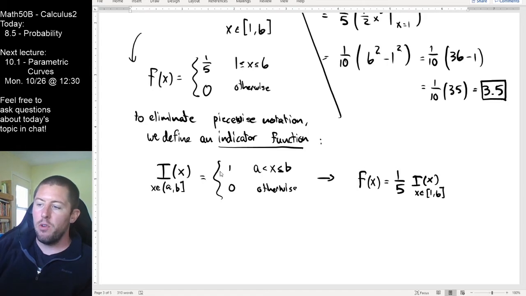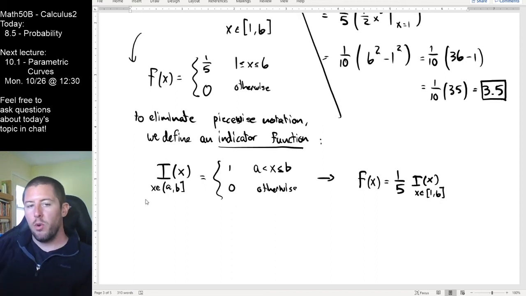On the other hand, if you ask me what's f of 2, then I'm going to plug in 2 into this function. I'm going to see that 2 is in our bounds of interest, so I'm going to get 1 from my indicator. So that just says, okay, just keep the 1/5 component. So this is literally just a light switch function. This just turns on and turns off whatever it's multiplying by. You're either multiplying by 1, meaning leave it alone, or you're multiplying by 0, which means make everything go to 0. So indicator functions are piecewise functions.